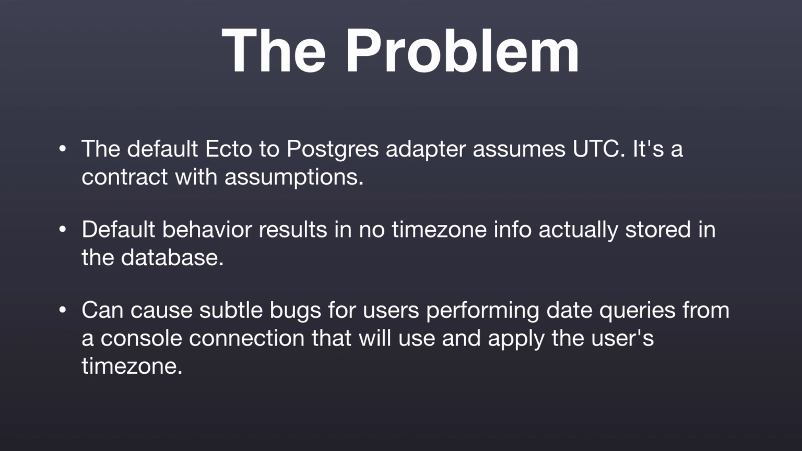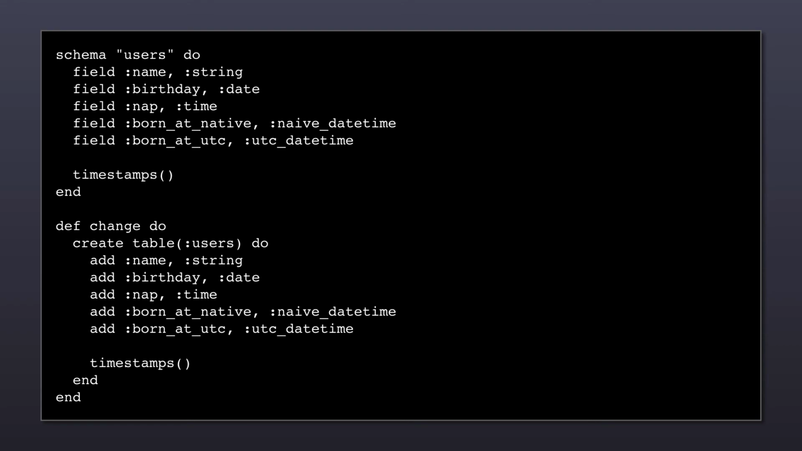So we're going to walk through an example here. Let's say I have an Ecto schema for users, and they've got a name, which is string, obviously, birth date, birthday is date, nap is time, born at naive is naive datetime, born at UTC is UTC datetime. And so that's our schema, and then our Postgres definition matches up pretty much verbatim, and then we've got timestamps, which we're just going to use the default out-of-the-box timestamps function to generate those rows.